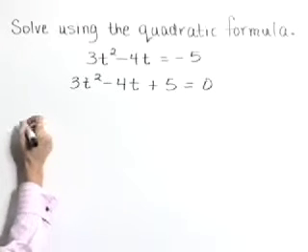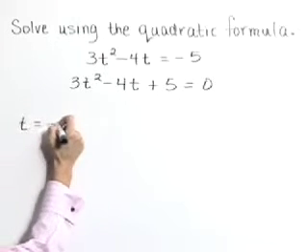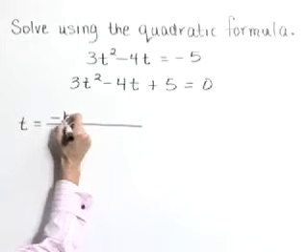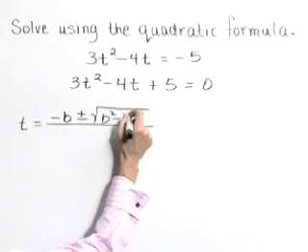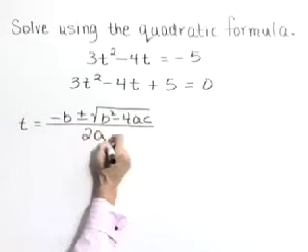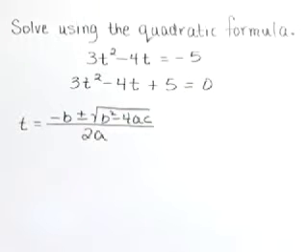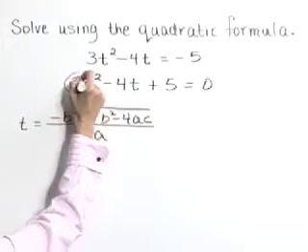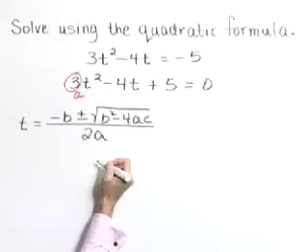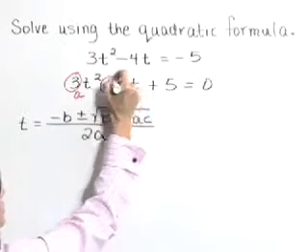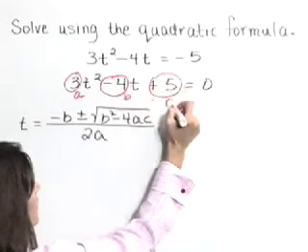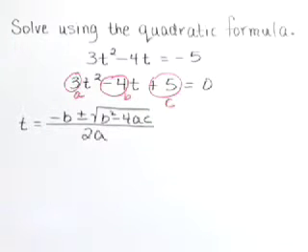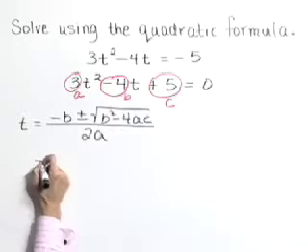Next, I'm going to write down the quadratic formula. T is equal to negative b plus or minus the square root of b squared minus 4ac all over 2a. In our equation, let's identify a, b, and c. A is our coefficient of t squared. It is 3. B is the coefficient of our t term. It's negative 4. And c is this number by itself. It's positive 5.